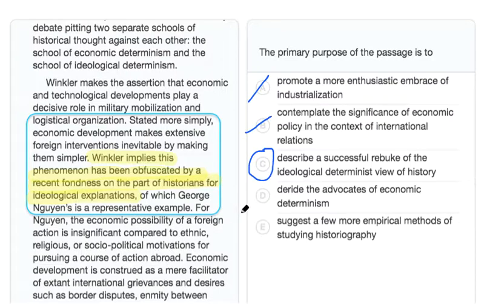Moving on to choice D. This answer is actually the opposite of what we want. The author of the passage actually shows how economic determinism is successful in relation to the other viewpoint, so we can mark this off.